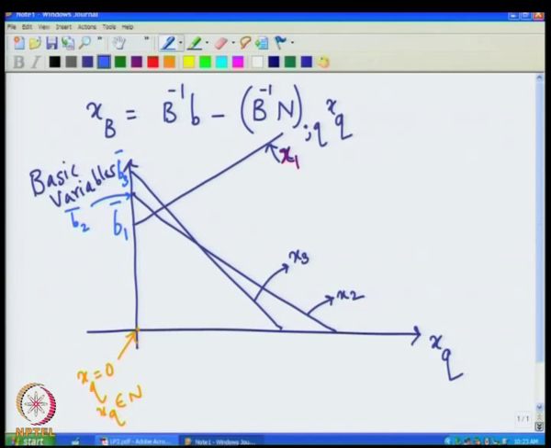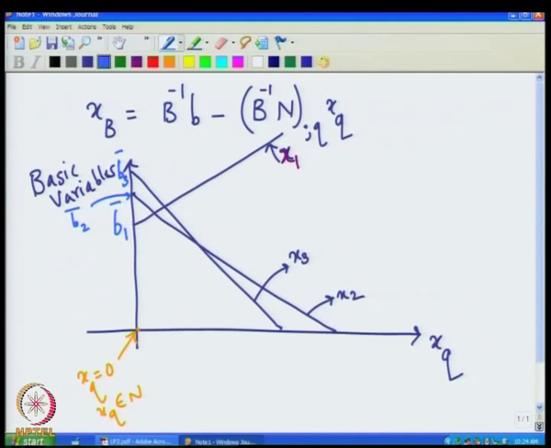Now, among all these variables, which are the candidate variables to be made non-basic? Now, certainly x1 is going to increase as xq increases. So, x1 cannot be a candidate variable to be included in the set N, or to be excluded from the basic variable set, because it is not going to become 0 as xq increases. On the other hand, x2 and x3 become candidate variables as xq becomes a basic variable. So, they are the candidate variables to be made non-basic.